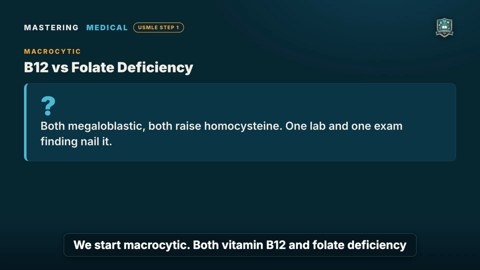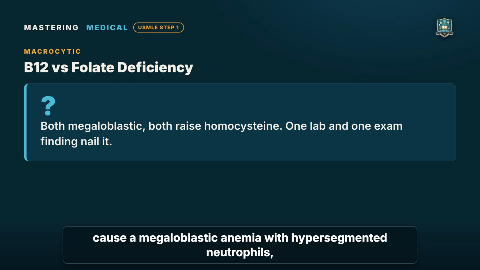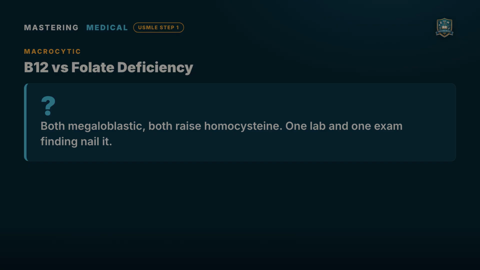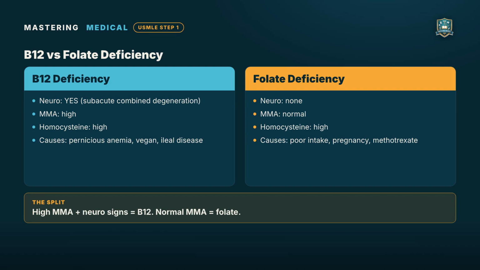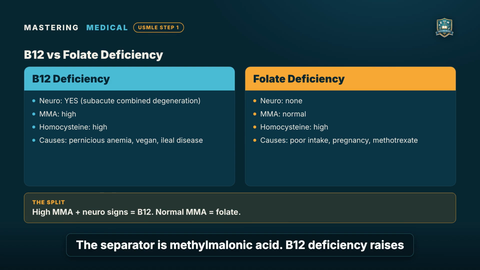We start macrocytic. Both vitamin B12 and folate deficiency cause a megaloblastic anemia with hypersegmented neutrophils, and both raise homocysteine. So which lab actually separates them? Homocysteine rises in both, so it cannot separate them. The separator is methylmalonic acid.